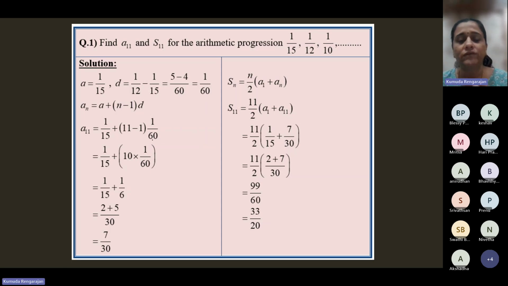This I have to tell you. Whenever you have to answer a question from this chapter, always keep the values of A and D ready. What is A? The first term, 1 by 15. And what is D? The second term minus the first term, or the third term minus the second term, is D, the common difference. Taking the LCM, it's 1 by 60. So keep A and D ready and then answer. Use the An formula to find A11, and the Sn formula to find S11.